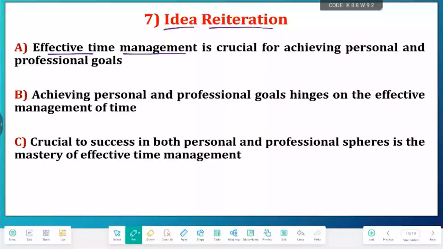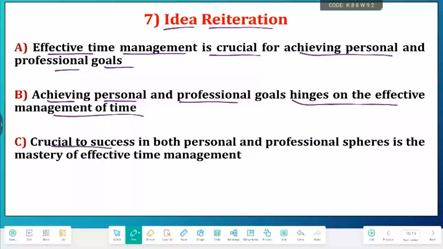Effective time management. Okay, effective time management is crucial for achieving personal and professional goals. Okay, so effective management is crucial for achieving personal and professional goals. Achieving personal and professional goals hinges on the effective management of time. And the third thing, crucial to success in both personal and professional spheres is the mastery of effective time management.